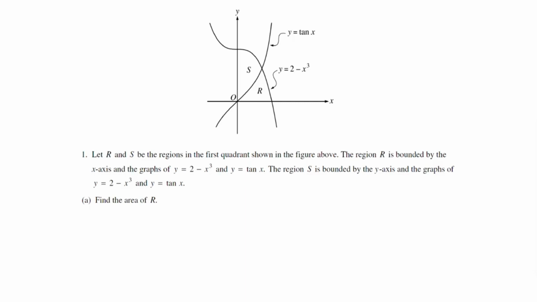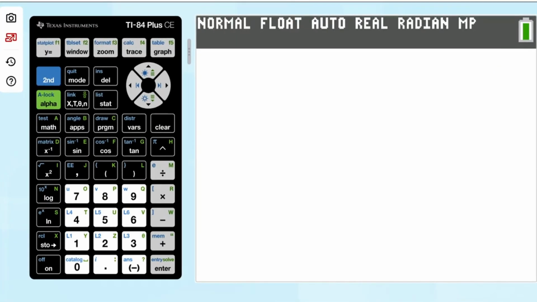So in order to find the area of R, we're going to need to figure out where these 2 functions intersect. Right? When does tangent x equal 2 minus x cubed? Because in order to find that area, we have to split that into 2 regions, because the upper bound of the region changes from tangent x to 2 minus x cubed at that point. So we'll go into our graphing calculator.